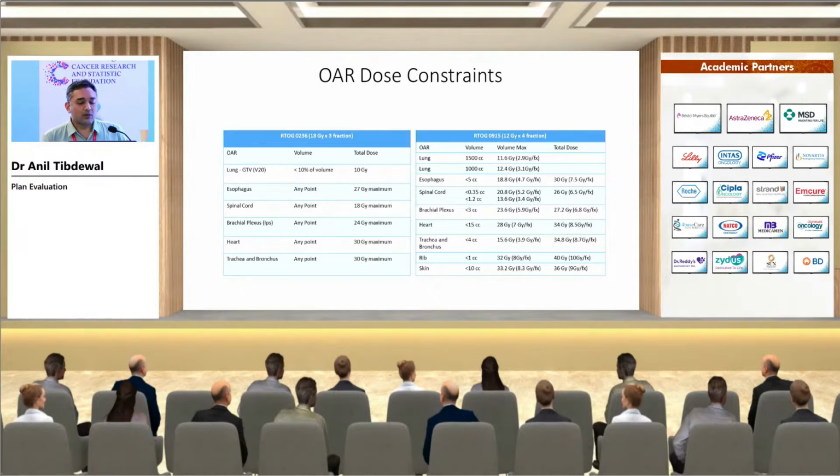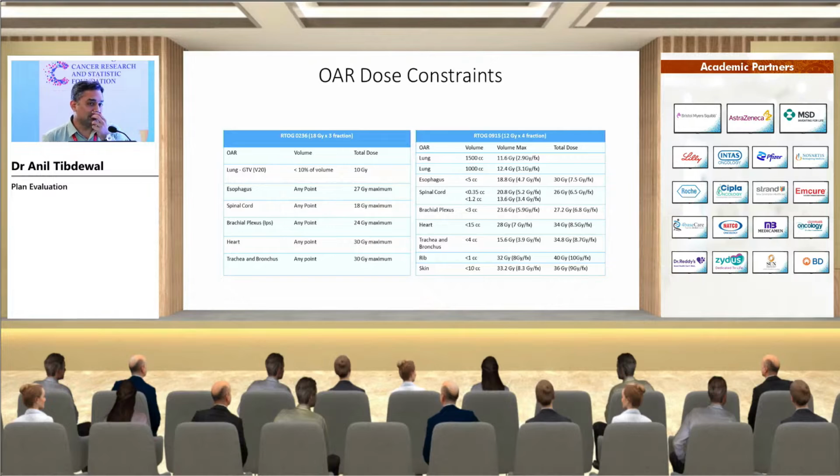So these are the OAR dose constraints that have been given by RTOG 0236, which was 20 gray in 3 fractions, and RTOG 0915, which was a randomized controlled trial between 12 gray into 4 fractions versus 34 gray in a single fraction. The right hand side is RTOG 0915. You do not need to remember all of this table. You can just take a snapshot on your mobile and check whenever you are evaluating a lung SBRT plan.